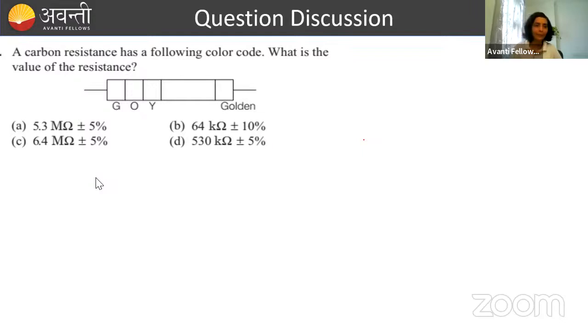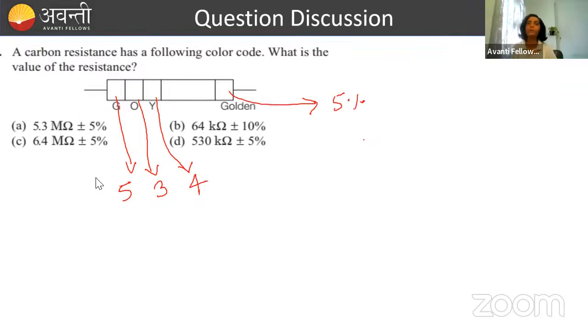Just I'm telling you, green color stands for which digit? Green color stands for your 5. And orange color stands for what? Orange color stands for digit 3. And yellow color will give you the multiplier. Again, yellow color stands for which digit? Yellow color will stand for 4, I guess. And golden color gives tolerance of how much? 5%.